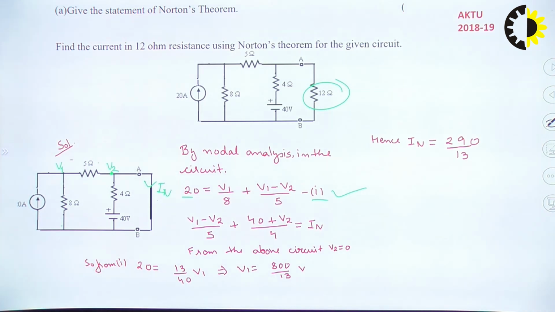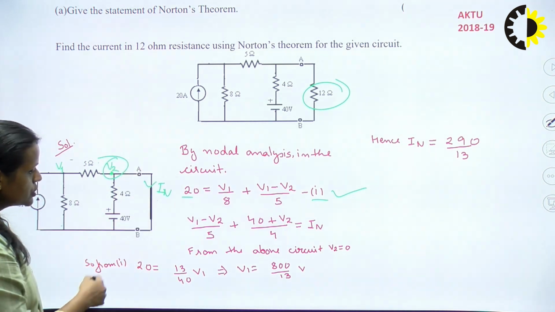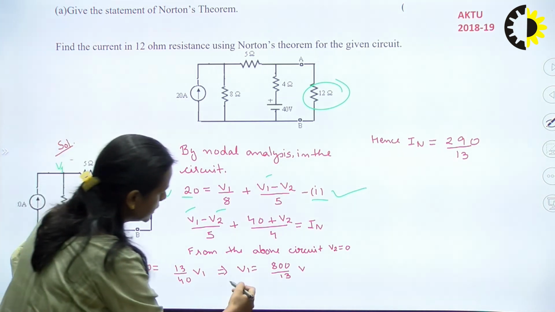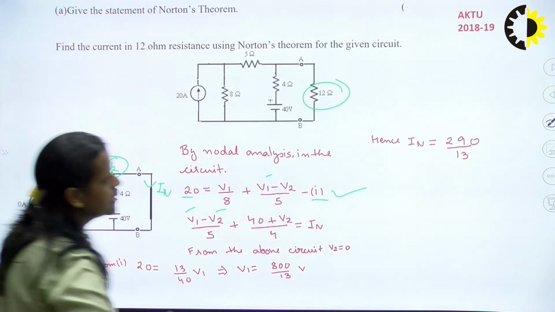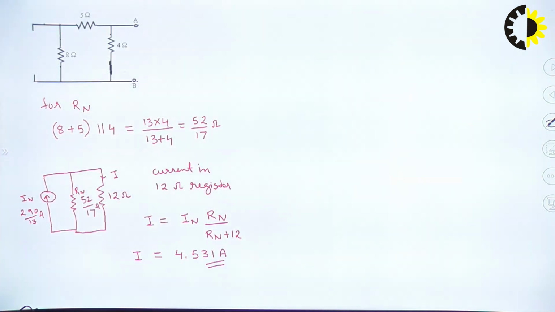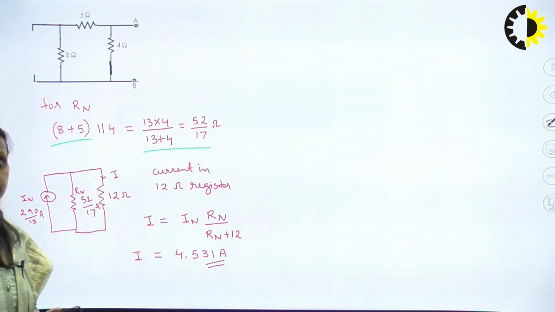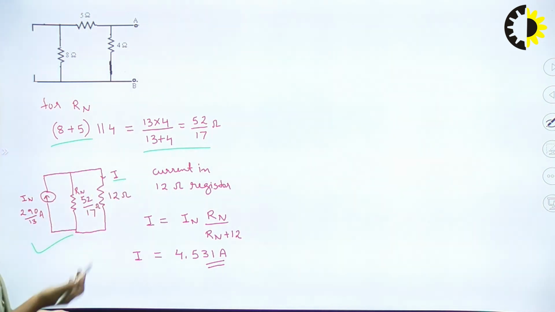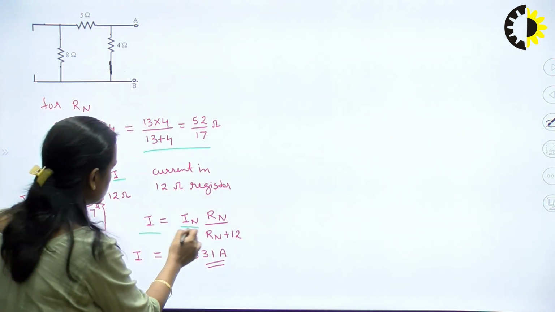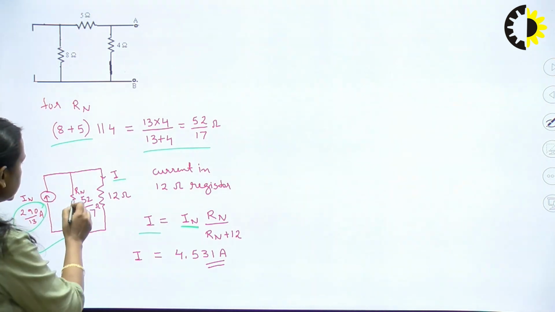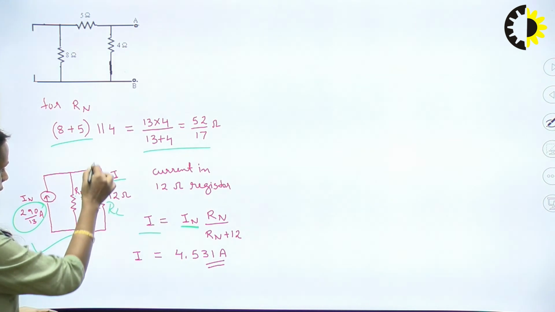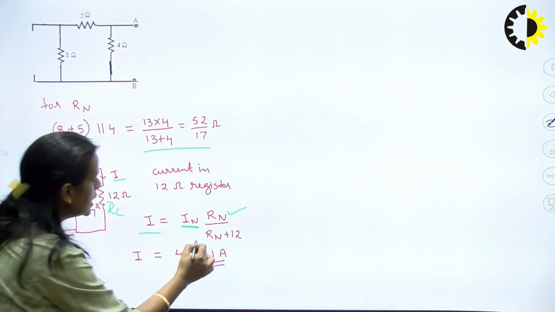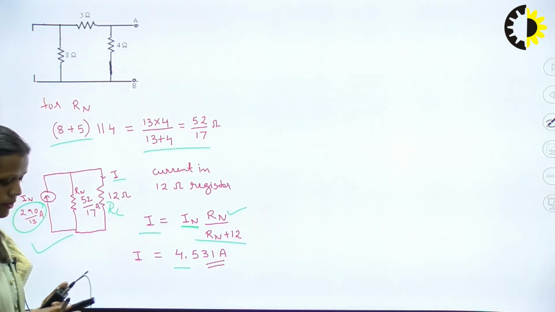By looking at this circuit, we know that this V2 value is 0 because here we have shorted it. So we can easily find the value of V1, and after putting the values of V1 and V2 in equation 2, you can find the value of IN, which is coming 290 by 13. To find the Rn, the procedure is the same as in the Thevenin. So we will draw the Norton's equivalent, and we will find the current in this 12 ohm by using the current division rule. Basically the total current IN, 290 by 13, is getting divided in Rn and RL. So you have to find the current in RL. First you will write the Rn in the branch where you don't have to find the current, then the total resistance. So it is coming 4.531 ampere.